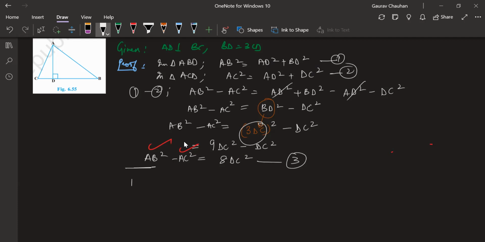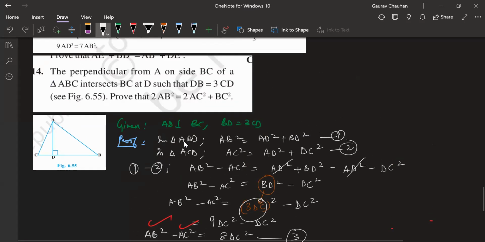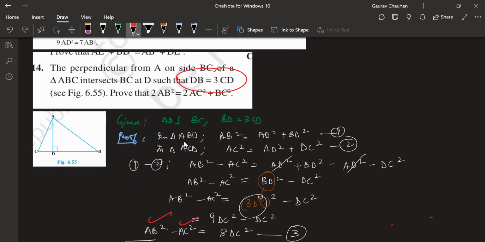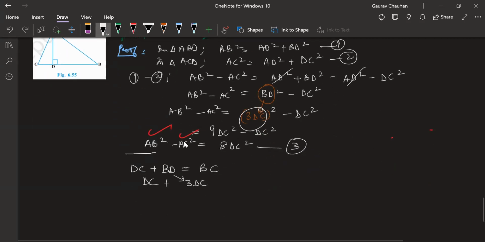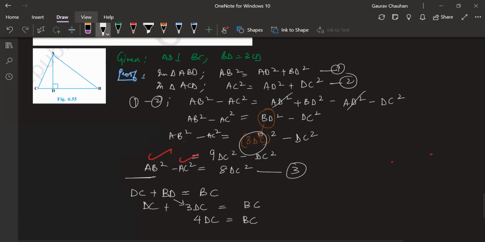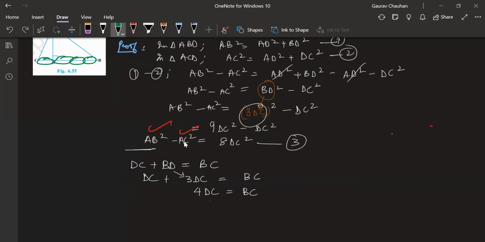And I'm going to go back to, we know DC plus BD is equal to BC. Which means DC plus, in place of BD, I can write 3DC because it's given. From here, DC plus 3DC is equal to BC. So 4DC is equal to BC. Everyone okay so far? Basically, we talked about this earlier also. Inside this, there are 3 of these. So 4 times DC gives us BC. Which means I can just do DC is equal to 1 by 4 BC.